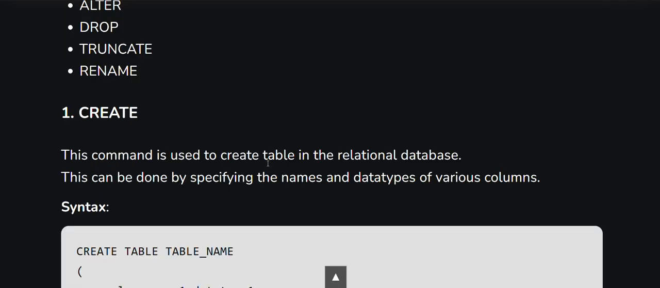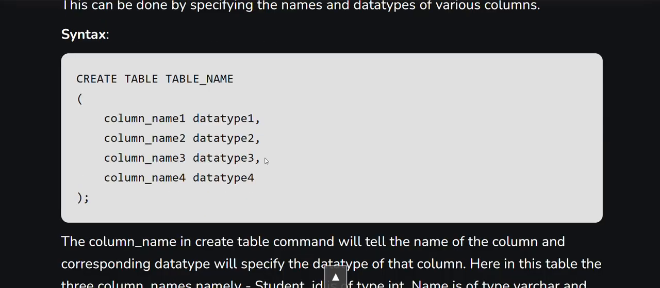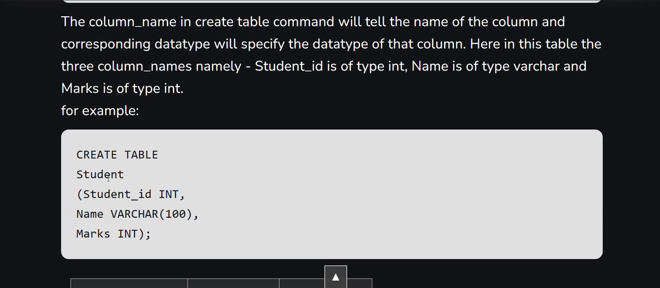The create command is used to create a table in the relational database. This can be done by specifying a name, data type, and various columns. The create table command will tell the name of each column and specify the data type of that column. Here in this table, there are three columns: student ID is of type int, name is of type varchar, and marks is of type int.